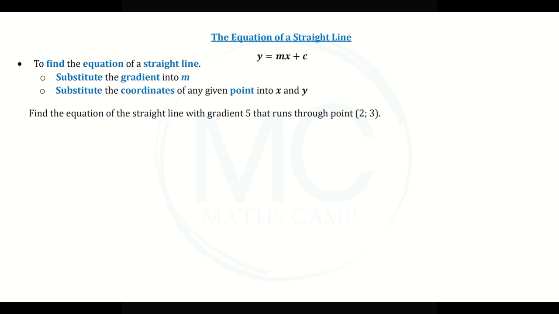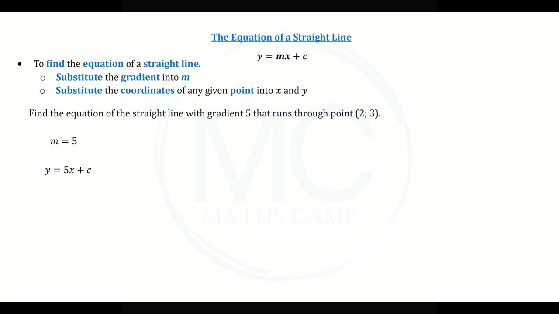Find the equation of the straight line with gradient 5 that runs through point 2, 3. The gradient of the line is 5, so our m value is 5. We can make a note of this over here. This means that our equation will be y is equal to m, which is 5, x plus c.